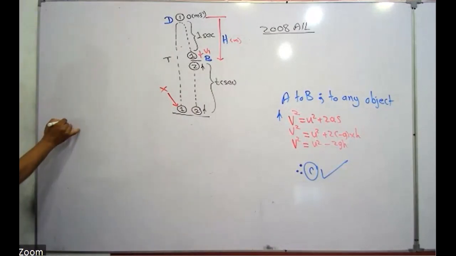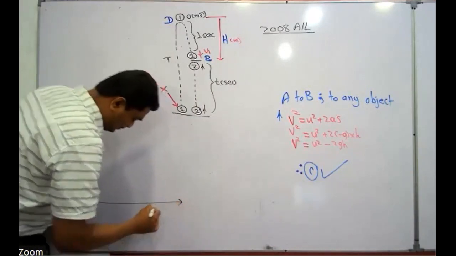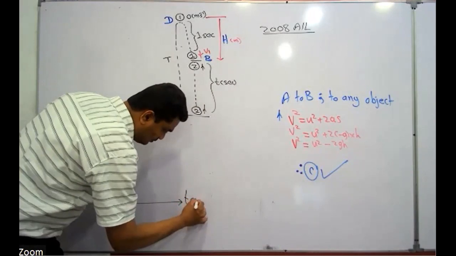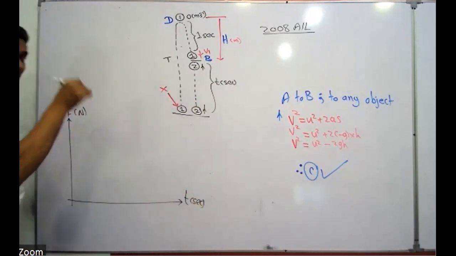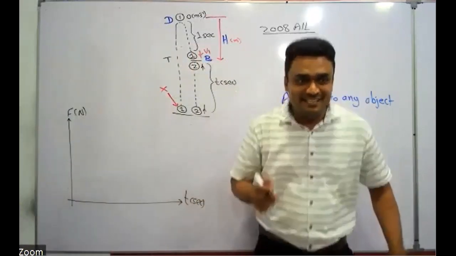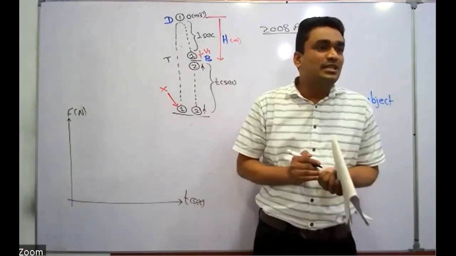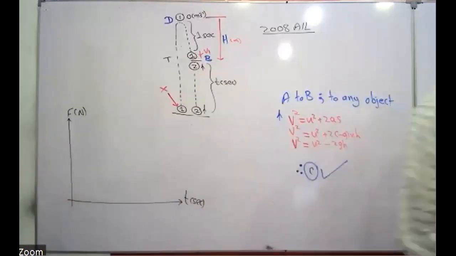Could you please draw the graph? Force given by the ground to the legs of the man. That's easy, right? He is jumping up. At that time, legs are in contact with the ground. The force given by the ground to the feet is given by this graph.